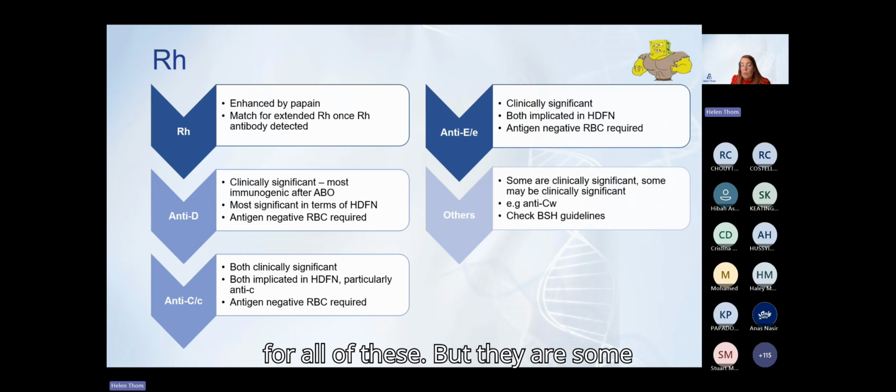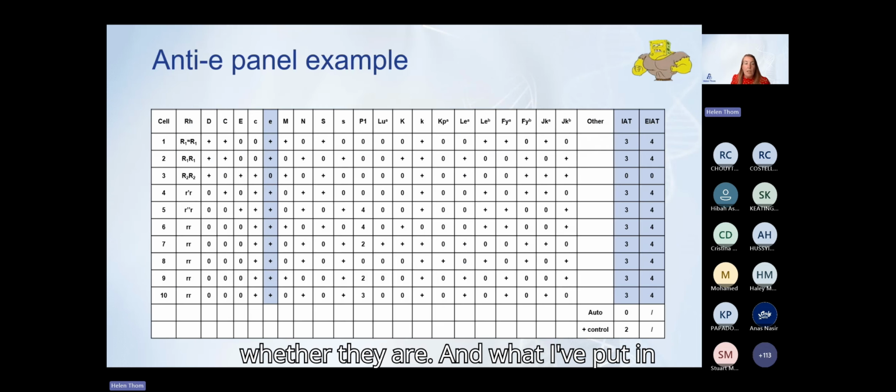But there are some RH antibodies which may or may not be clinically significant. So when you are doing any of the investigations, just make sure that you check your BSH guidelines to see whether they are. And what I've put in here is an example of a little E panel. I haven't done it as a case. I just wanted you to see, because I've done the R1R1 panel, so this is the R2R2 panel.